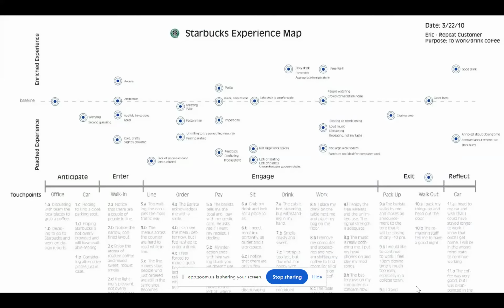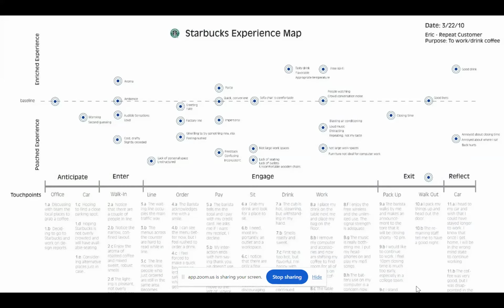Yes, another user experience map. They're so different. Honestly, there isn't any hard and fast rule as to how your user journey map should be. You just basically want something that hits all the different elements of your user journey map, and we'll talk about the different elements. So again, this is Eric. He's a repeat customer. His purpose is just to work and to buy coffee.